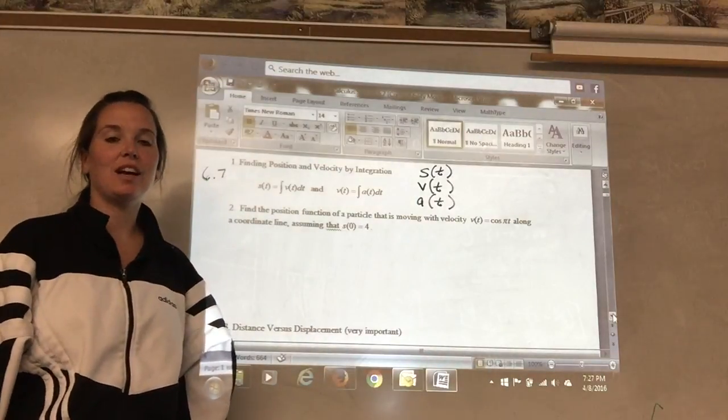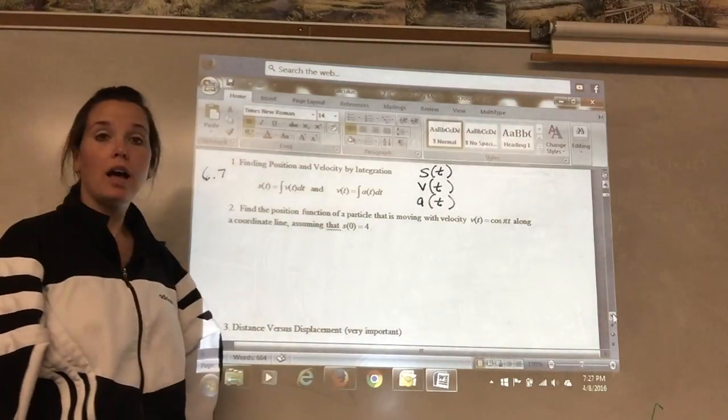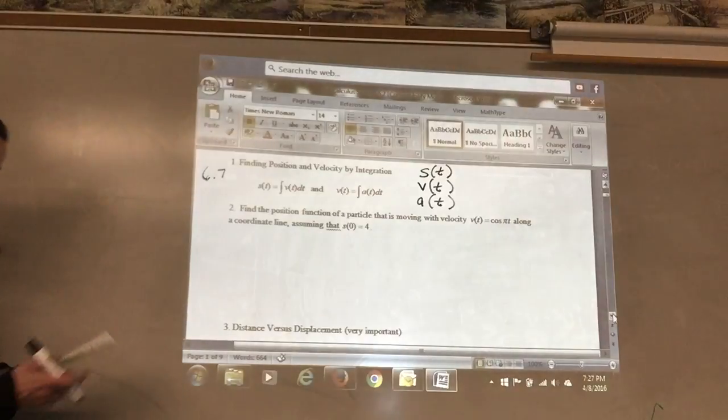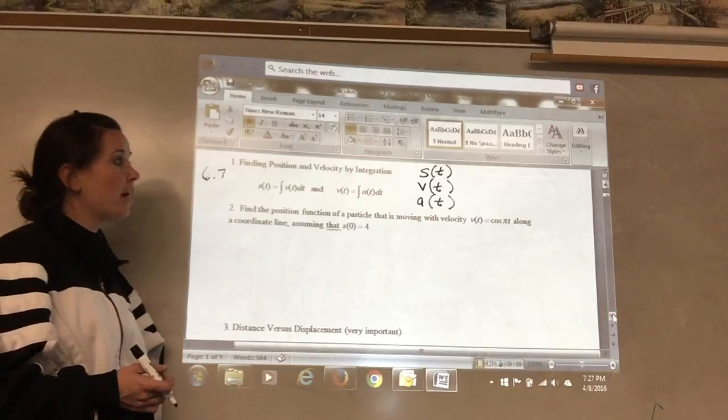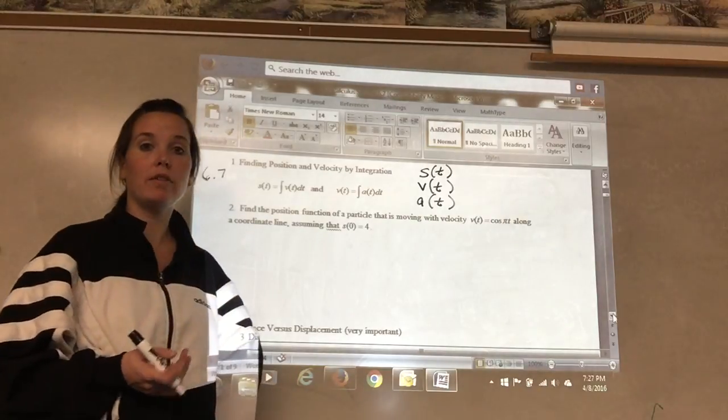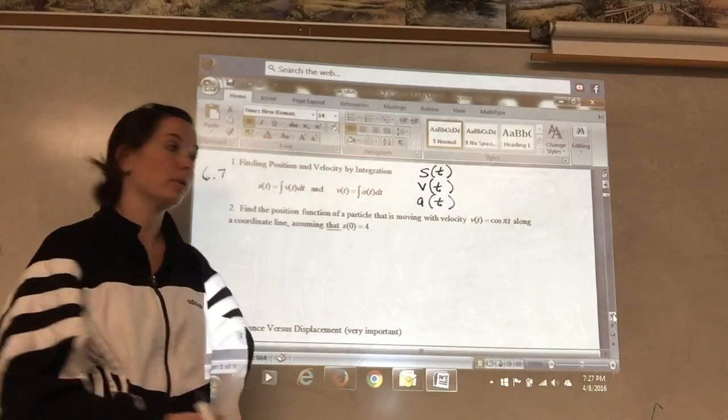Guys, today I'm going to teach section 6.7. We'll be going through and doing rectilinear motion using integration this time. We've actually done this before using our derivatives, and now I'll show you a different approach.